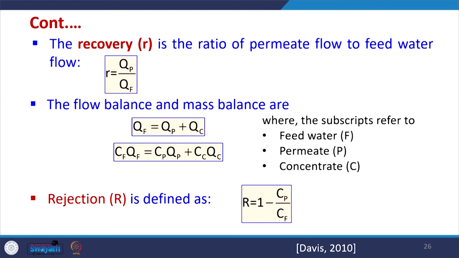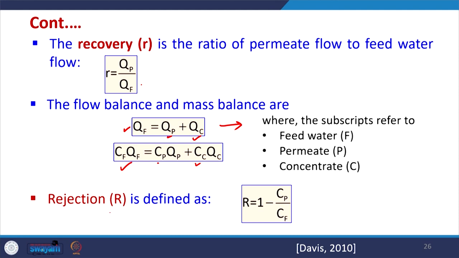These are the equations with respect to solute flux. Now, the recovery for the reverse osmosis case is the ratio of permeate flow to the feed water, so recovery is Qp upon Qf. The flow balance will be like this, because we have feed water, we have permeate and we have concentrate. With respect to overall flow rate this will be the mass balance, and with respect to solute the mass balance will be this, where Cf is the concentration in the feed water, Cp is the concentration in the permeate, and Cc is the concentration in the concentrate or reject water. Through these balances we can find out the concentration etcetera.